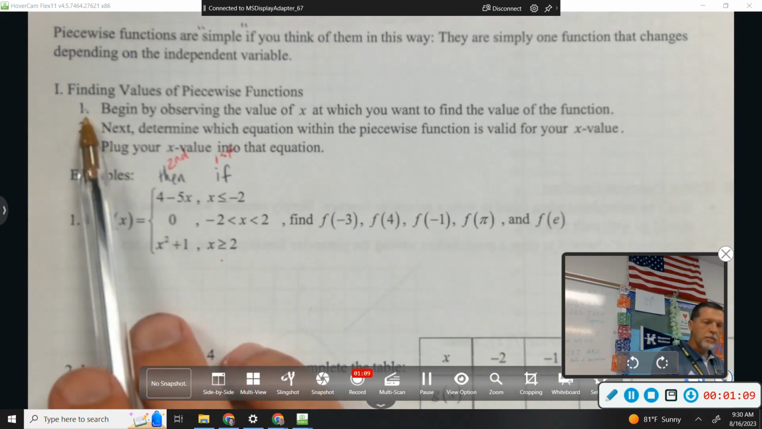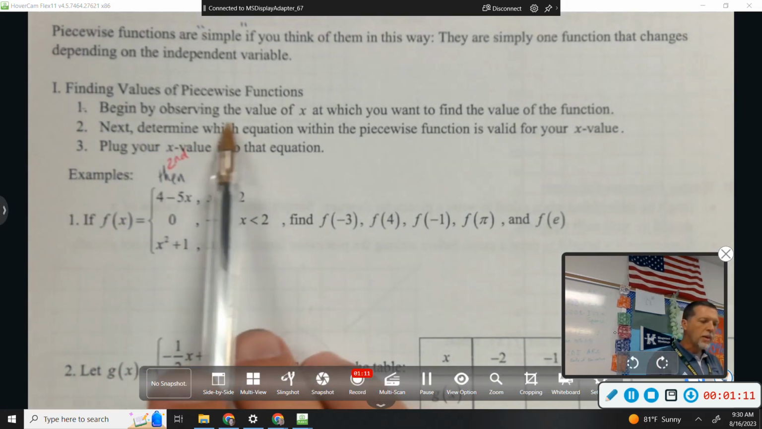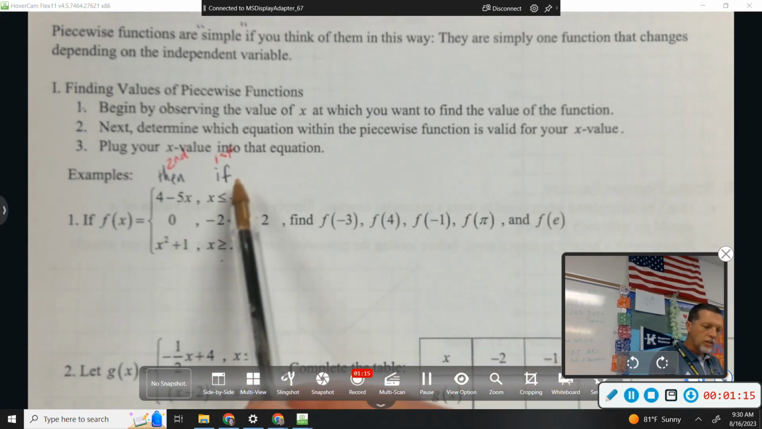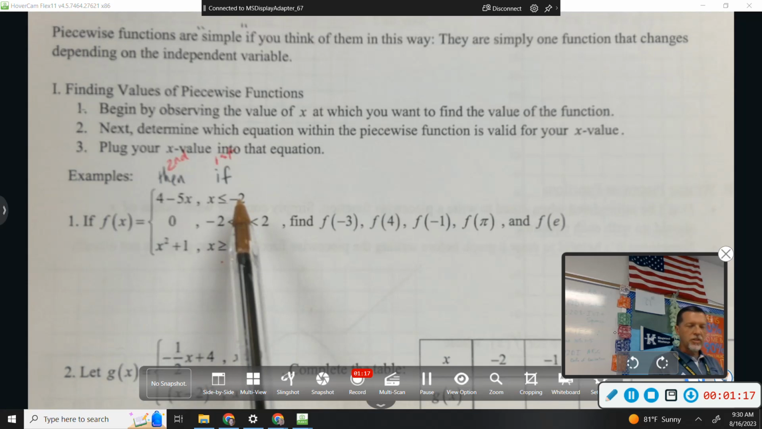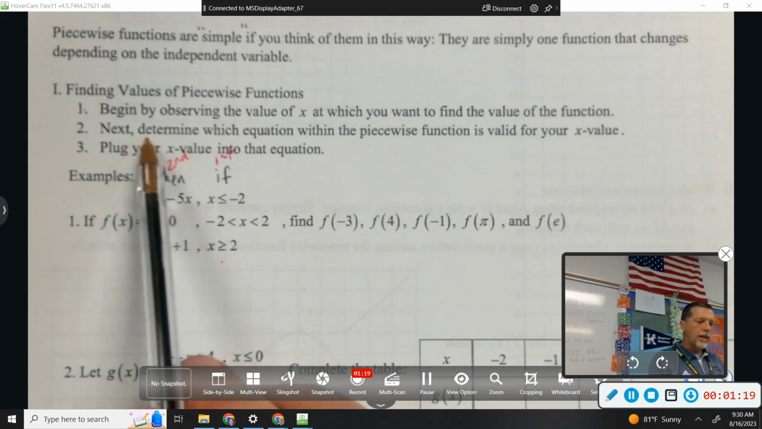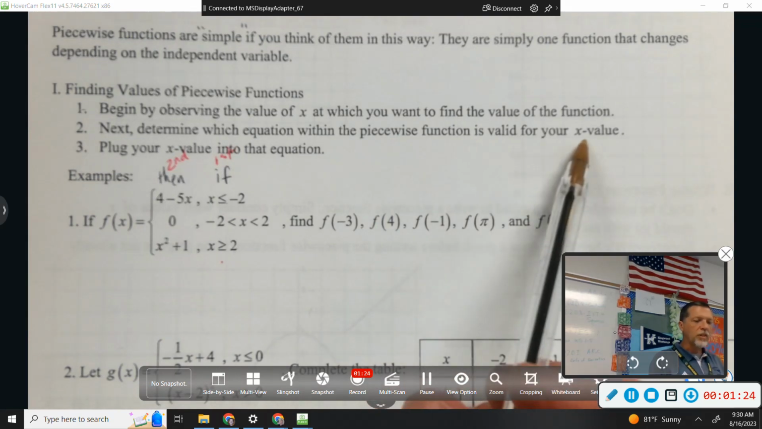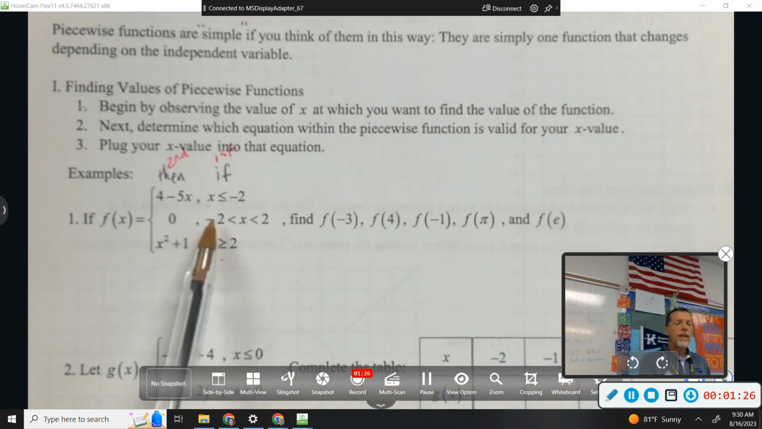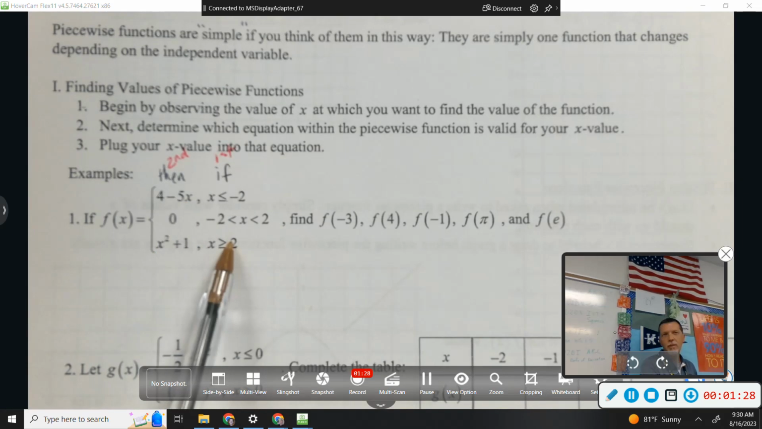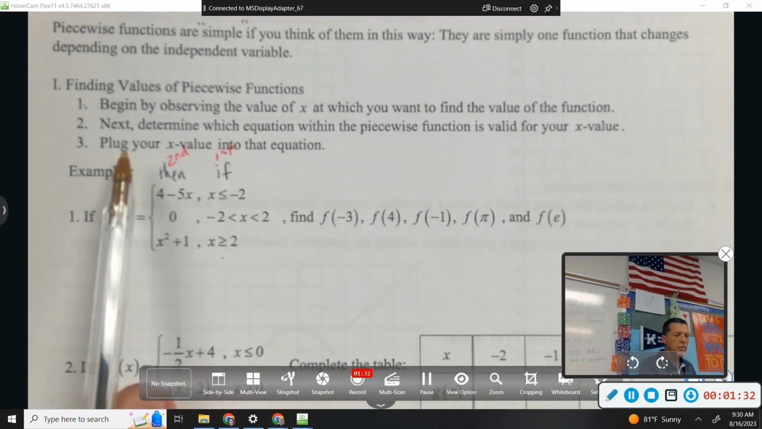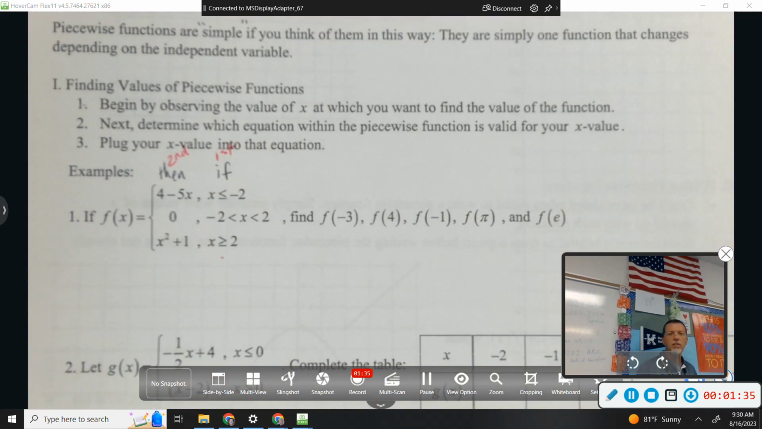All right, so back to 1 through 3 here. First, begin by observing the value of x at which you want to find the value of the function. So yes, you're going to use the second part first. Determine which equation within the piecewise function is valid for your x value. Do not plug it in all three and then make a decision. You make the decision and plug it in one spot. Plug your x value into the one equation that it fits in.